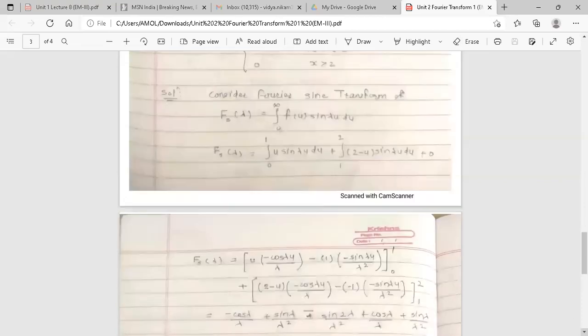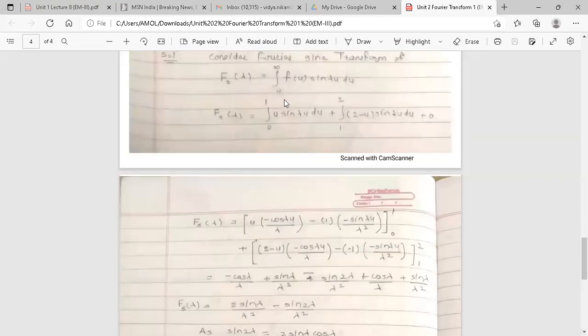Now we solve the first two integrations. F_s(lambda) is equal to the integration of u sin(lambda u) du. To solve this integration of u into sin(lambda u), you use the u-v rule. You choose as u the function whose derivative vanishes earlier as compared to the other. Here the derivative of u vanishes earlier as compared to the sine function, so you choose u as u and sin(lambda u) as v.